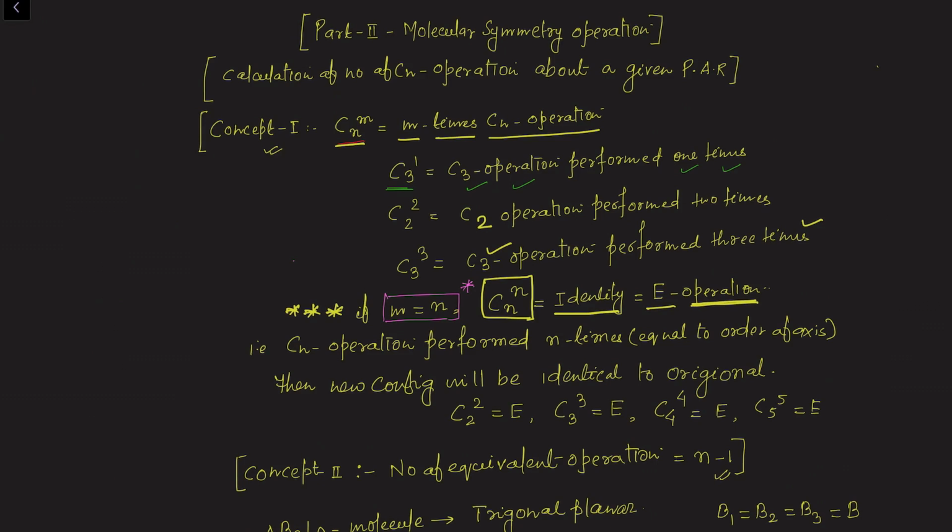If you perform a Cn operation n times, which is equal to the order of the axis, then every time you get a geometry identical to the original geometry of the molecule. So C2 two times, C3 three times, C4 four times, C5 five times, every time you will get the identity operation.